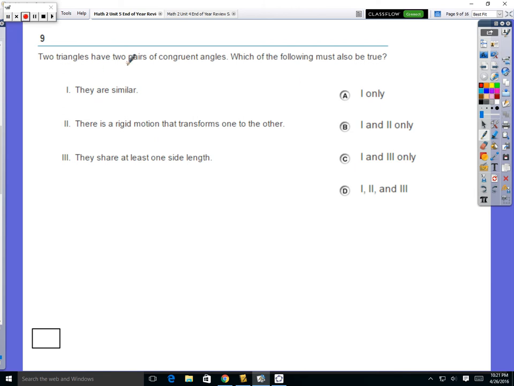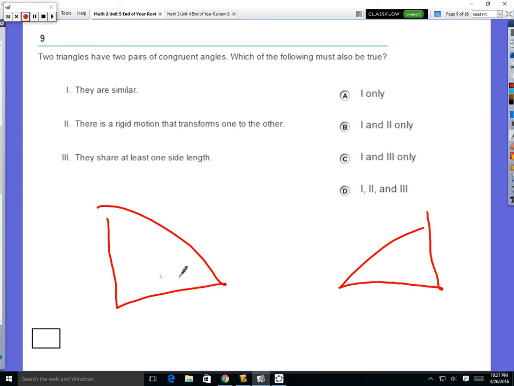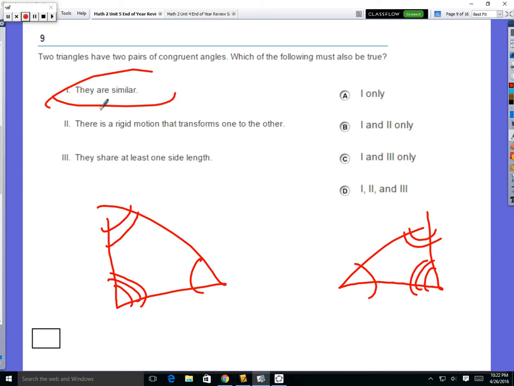Two triangles have two pairs of congruent angles. What's got to be true? So if you have two triangles and that angle matches that angle and that angle matches that angle, by definition this angle has to match this angle. So you've got all angles are congruent. That means they are similar, but they don't necessarily have to be the same size.